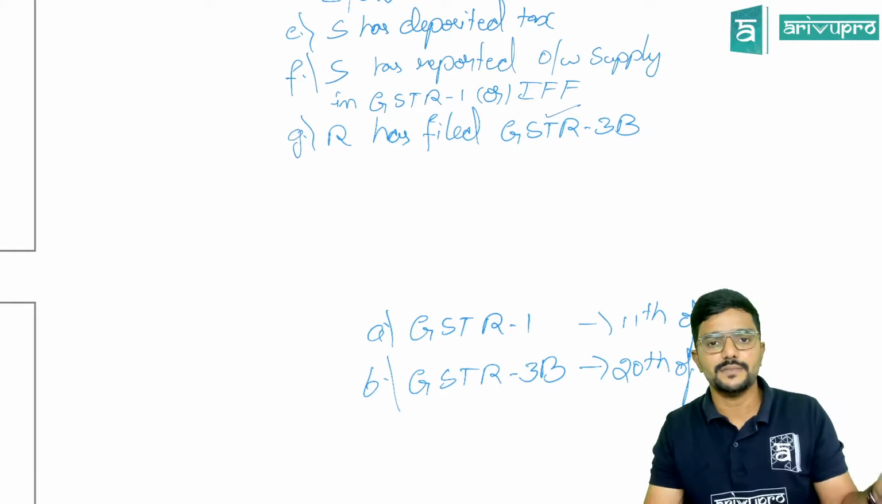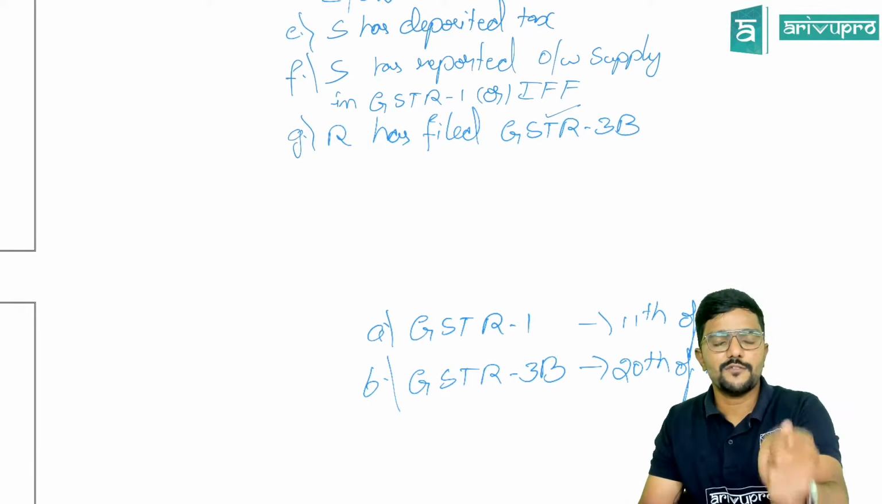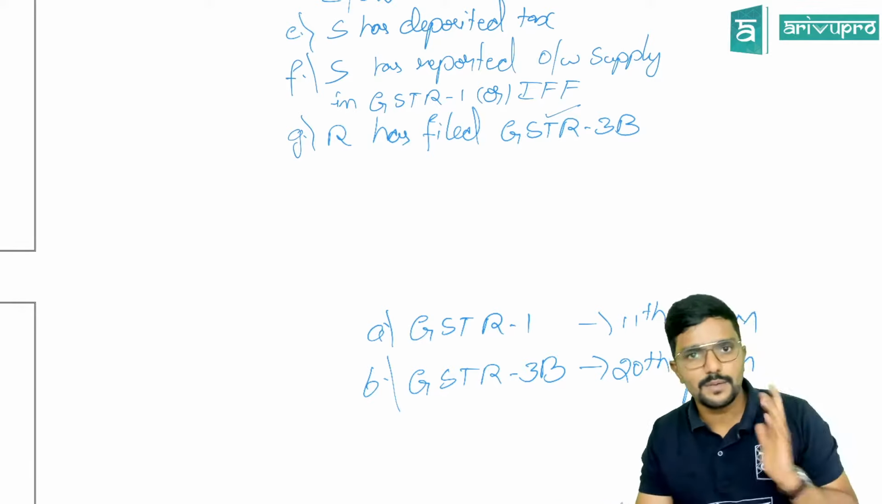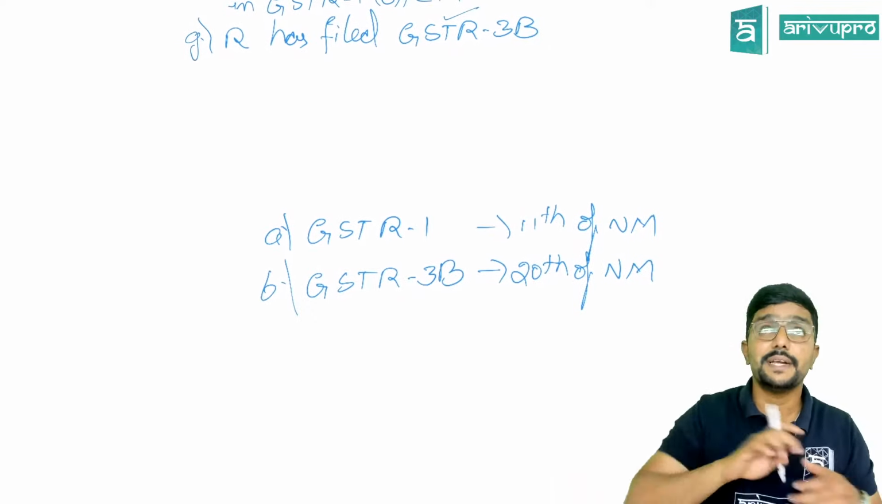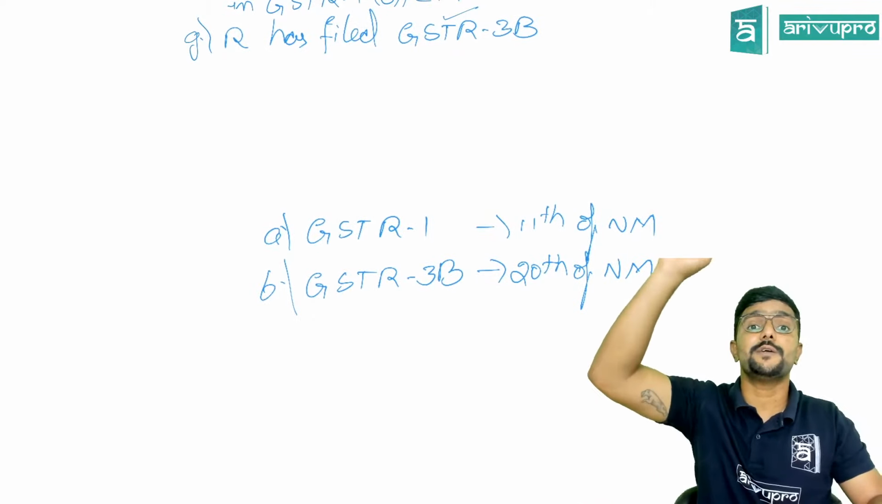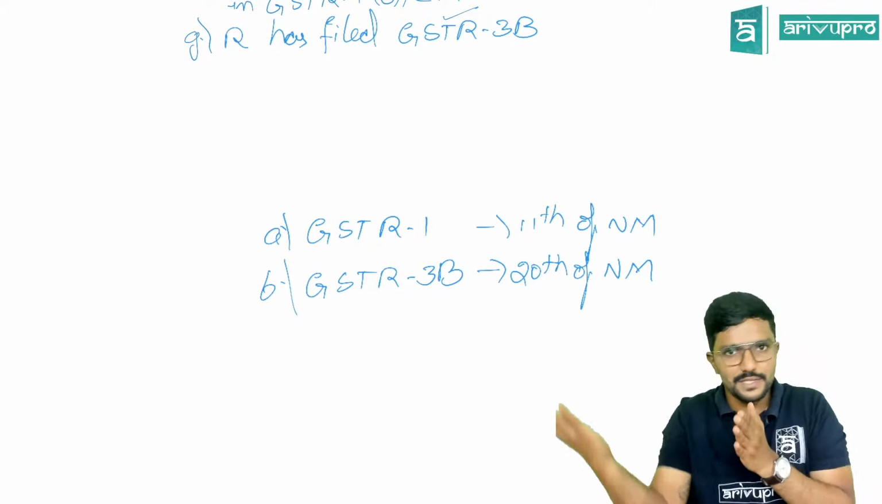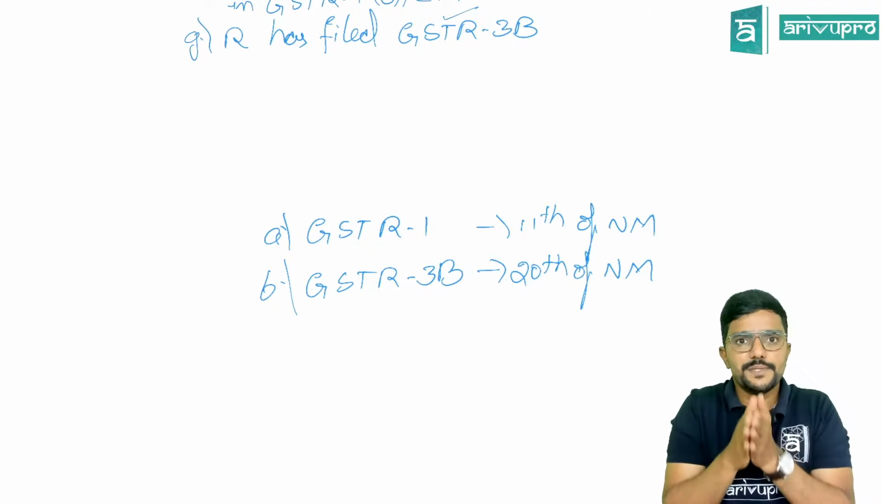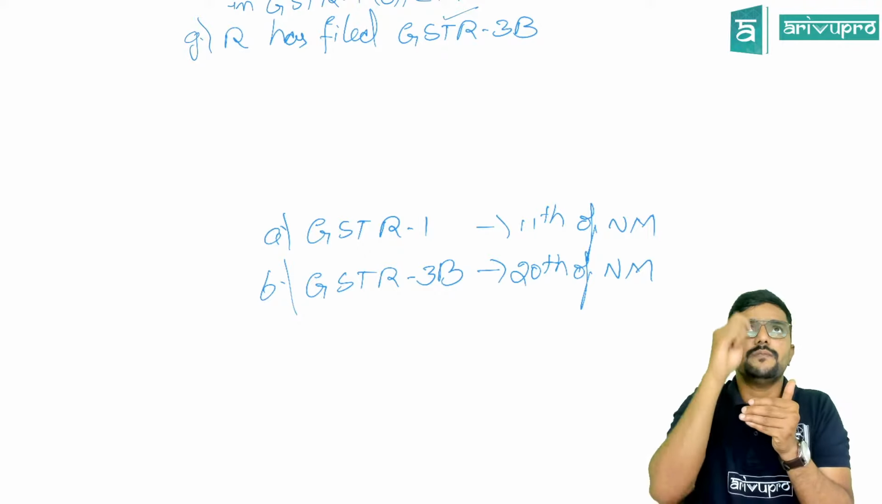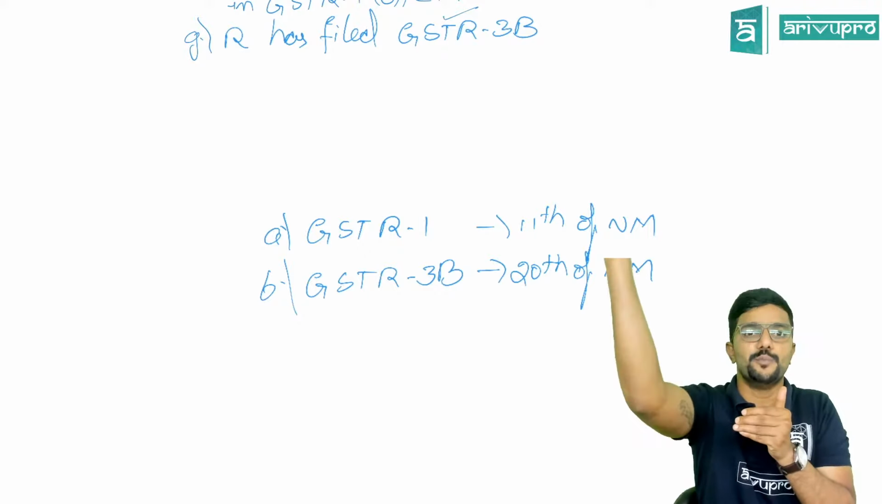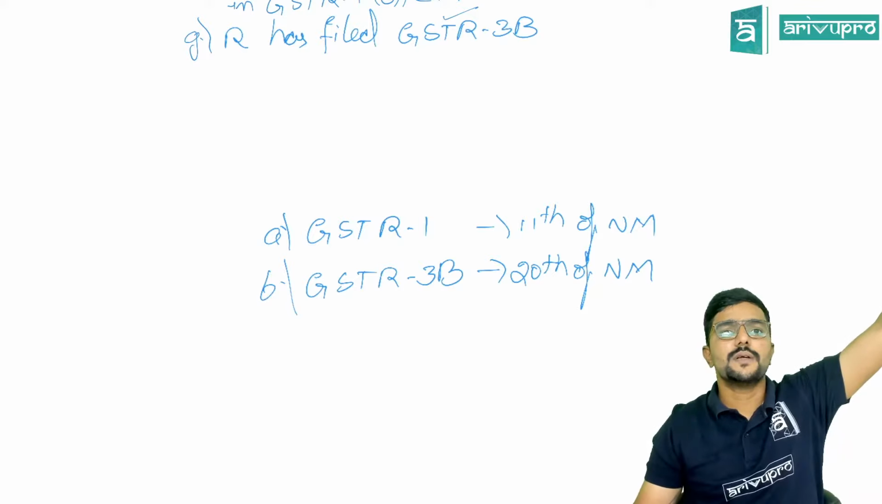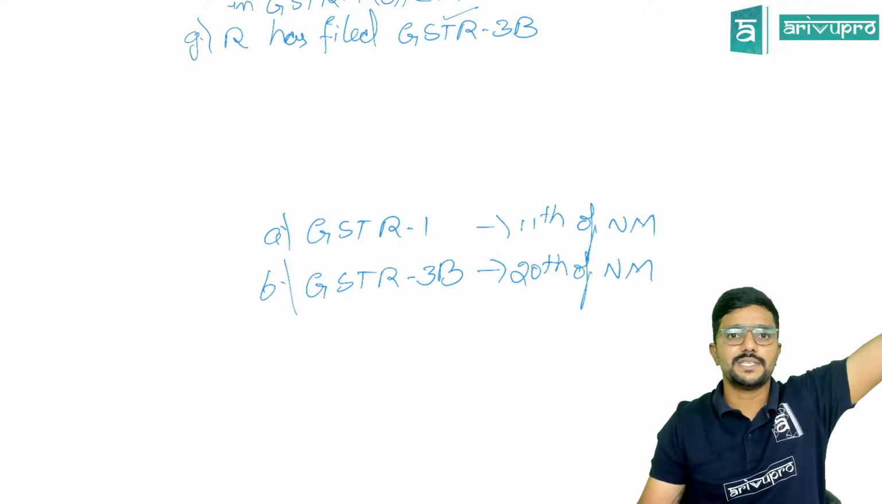It is like a summary return. I have to give the details of my outward supply, inward supply, plus whatever credit is reflecting in my GSTR 2A, 2B. For every recipient, obviously we will also be supplying the goods. So for the recipient, whatever credit is eligible will be reflecting in GSTR 2A, 2B based on the details given by the supplier in his GSTR 1.